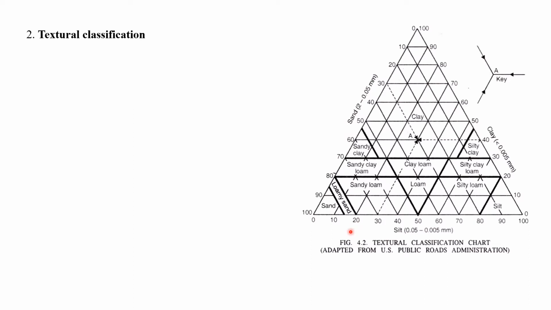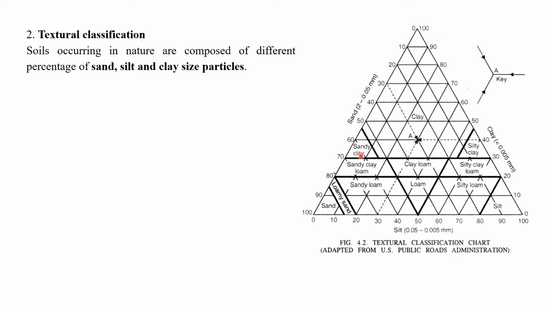You can see this figure. It is an equilateral triangle, right? Its name is the textural classification chart, adapted from the US Bureau of Administrations. You can see on one side sand, on another side clay, and at the base silt. In brackets, sizes are also given. That means the sand, clay or silt.